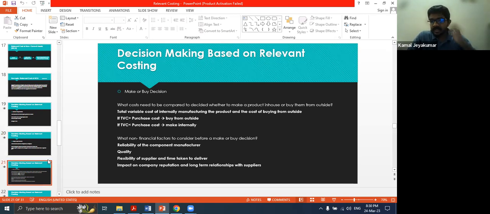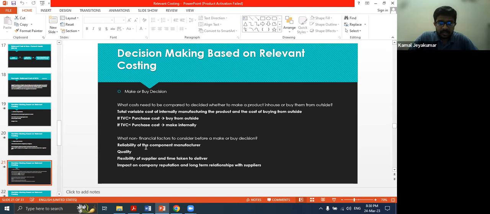When you are deciding whether to make a component in-house or to buy it from outside, if your purchase cost is less than your total relevant cost of production, then you can buy from outside. Otherwise, if your total relevant cost of making is lesser, then you produce it internally. This is on a financial basis, right?